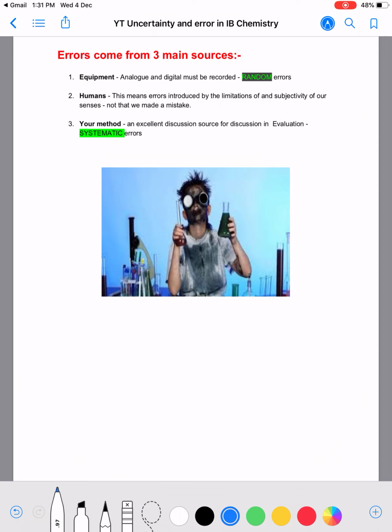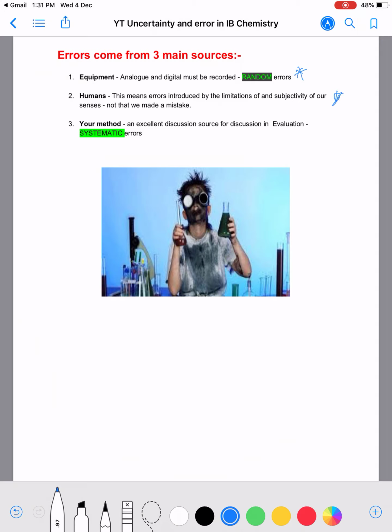Errors come from three main sources. Equipment, these are the ones that you can write down. These are the ones that are written on the side of burettes and pipettes and thermometers and ammeters and all the other things that you can be using.